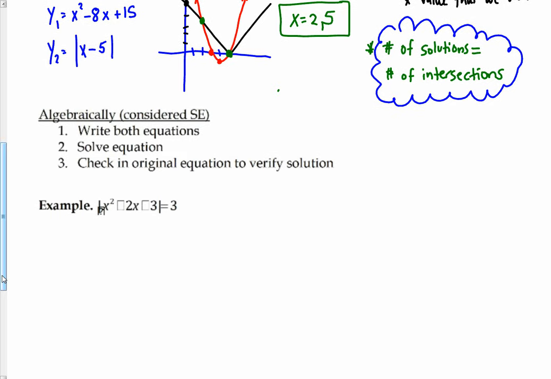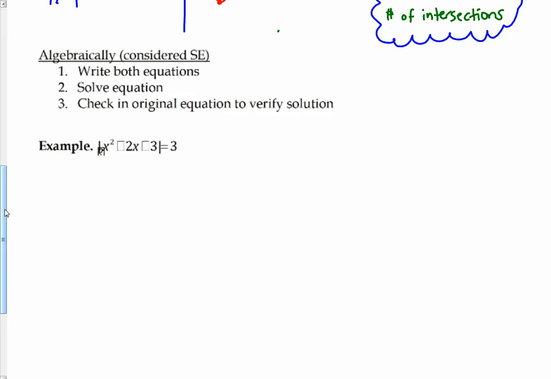Right, now the fun part. Can we solve algebraically now? It's the same thing as yesterday. We have to write both equations. So this is a minus. First step would be to do what? The positive case. So when the inside of the absolute value is greater than 0, then drop the absolute value.